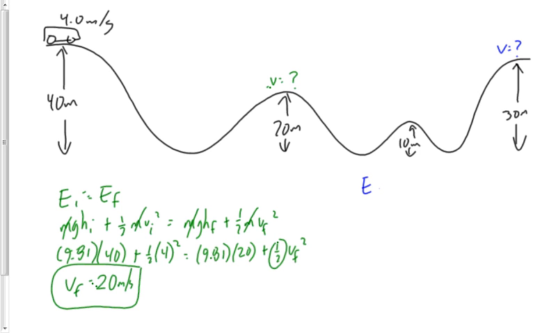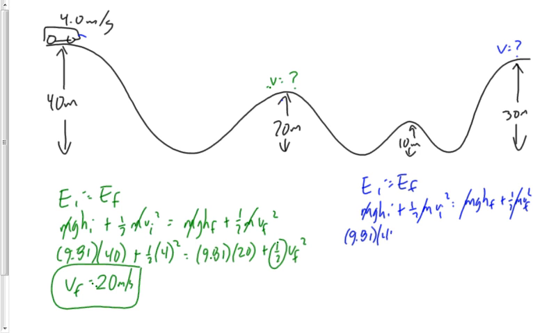EI is equal to EF. Now, you can make your EI either here or here. It doesn't matter. Let's go back to the beginning again. EI is what we started off with in the first problem. MGHI plus 1/2 MVI squared equals, over here, we've got potential and kinetic energy as well. M's cancel because it appears in every term. 9.81 times 40 plus 1/2 of 4 squared. We're going right back to the beginning of the problem.